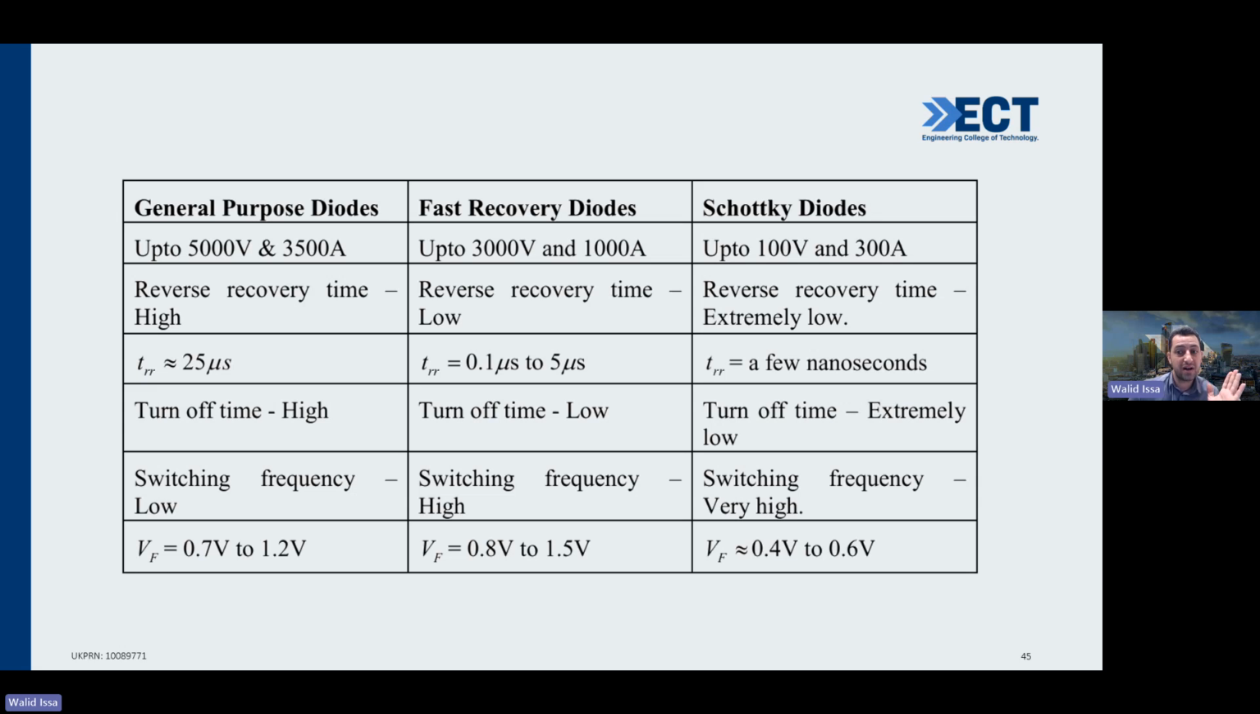Unfortunately, it can't really handle a lot of voltage, just 100 volts. If I want a battery charger of 500 volts or 800 volts, I can't use Schottky. But I can use it, for example, for a laptop charger or mobile charger. Yes, I can do that.